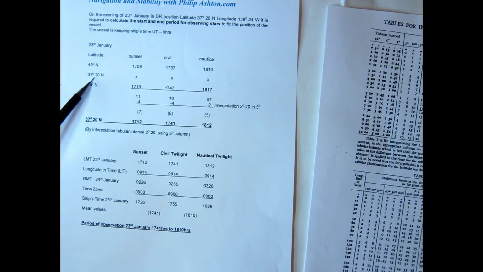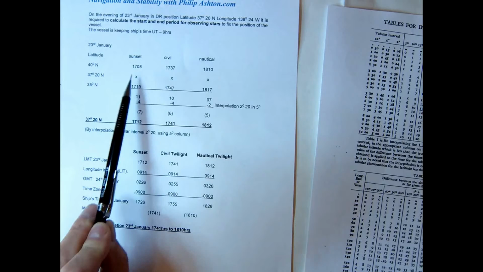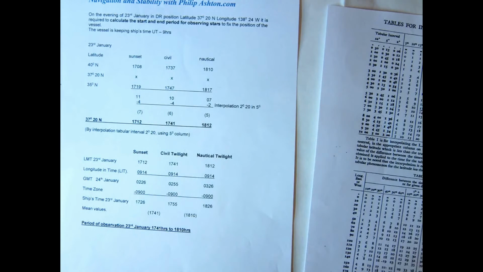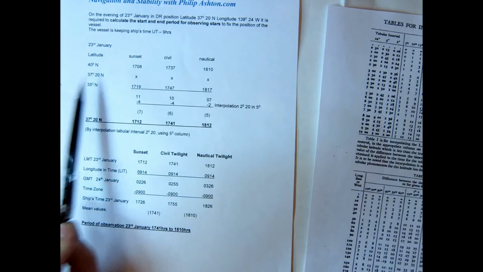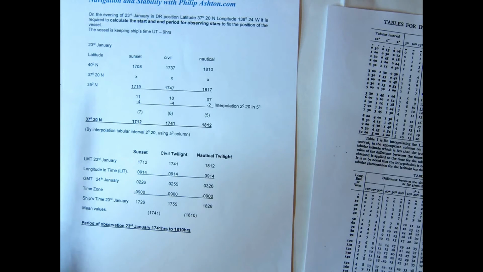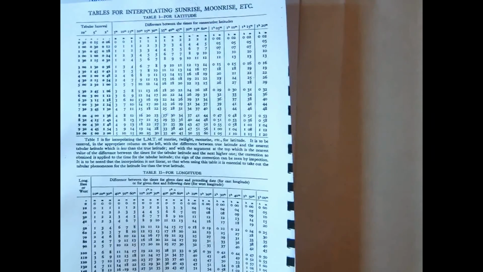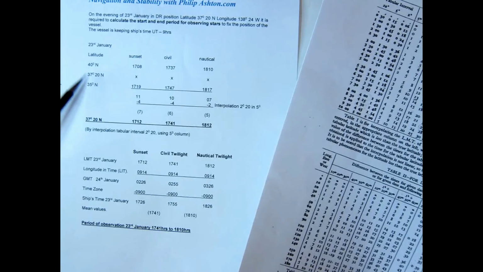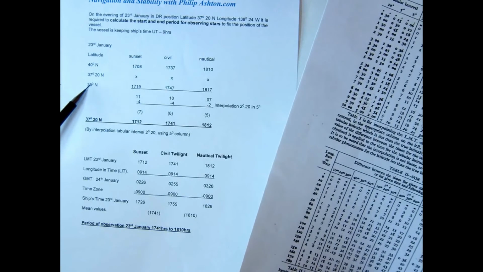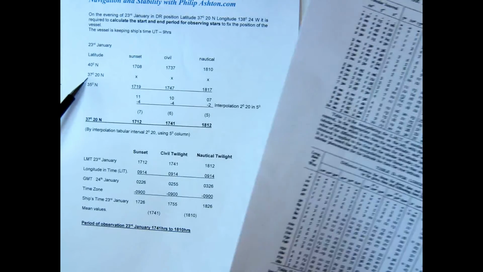of 37 degrees 20 minutes. At 40 north and 35 north we write down the three: sunset, civil and nautical, and I've put an X there for the values that we're looking for. We now, using the interpolation tables at the back of the book, we're between 35 and 40 north, so there's a 5-degree difference, and we're going from the lower towards the higher, so the difference there is 2 degrees 20.